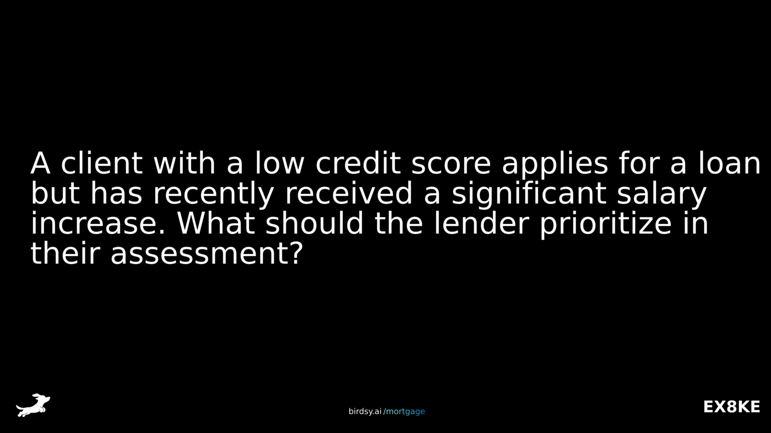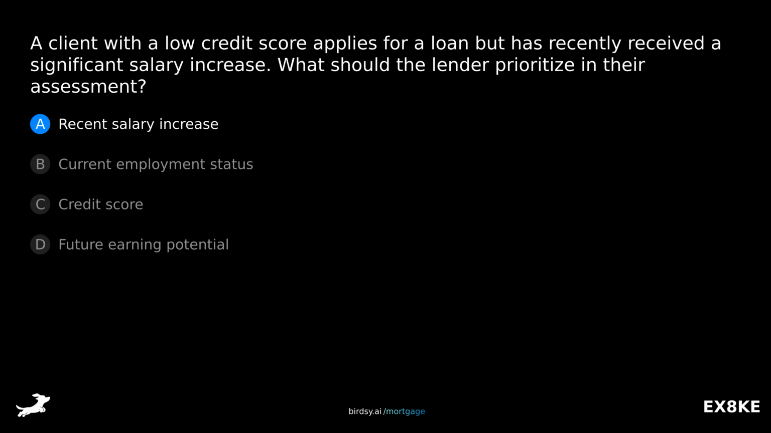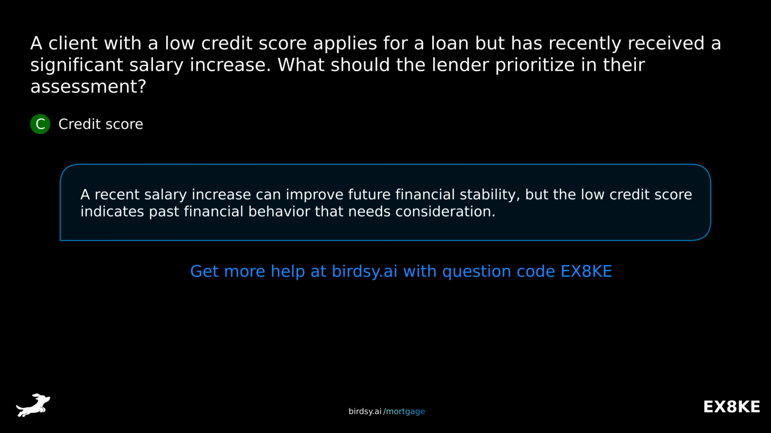A client with a low credit score applies for a loan but has recently received a significant salary increase. What should the lender prioritize in their assessment? Is it A, recent salary increase, B, current employment status, C, credit score, or D, future earning potential? The answer is C, credit score. A recent salary increase can improve future financial stability, but the low credit score indicates past financial behavior that needs consideration.